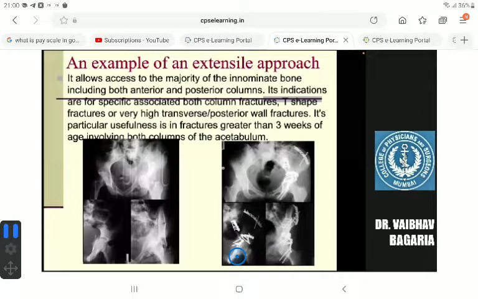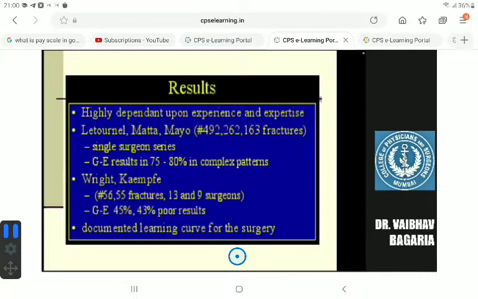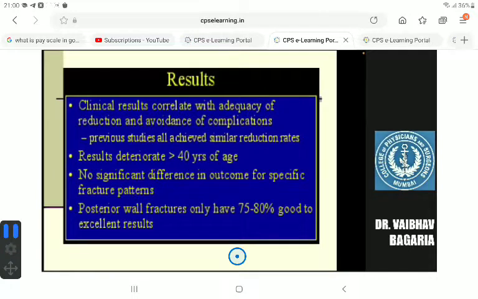So a few examples here. Since this is a basic lecture, we will not go into detail, but these are some pictures. Results are highly dependent upon experience and expertise. Usually, if you are good at it, you are good at it. The most important thing that I said at the start of the lecture is that the results correlate with the adequacy of reduction and avoidance of complications. It deteriorates as the patient's age increases. Posterior wall fractures have a lesser success rate, although they are easier to do. But with modern CT scans and modern thought process, even those have improved to a very great extent.